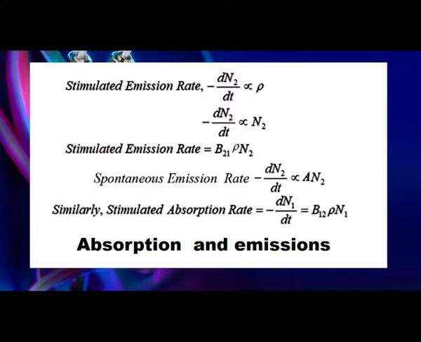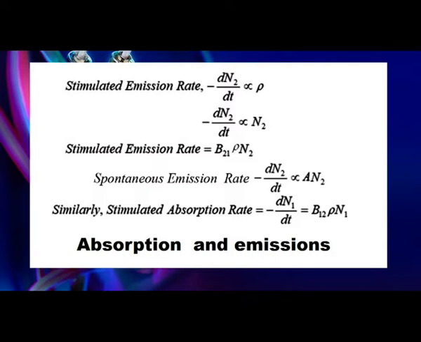So, we say B21 represents Einstein's coefficient for stimulated emission. That rho is the photon density or energy density. N2 represents the number of atoms in the higher energy level. This is for the stimulated emission rate.